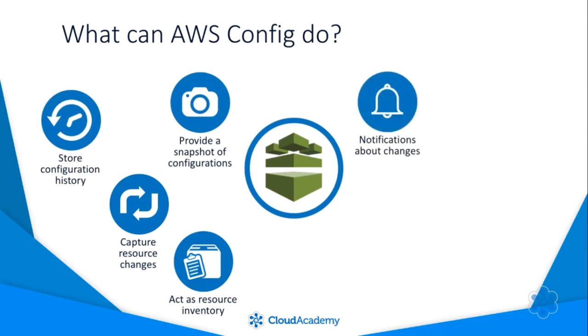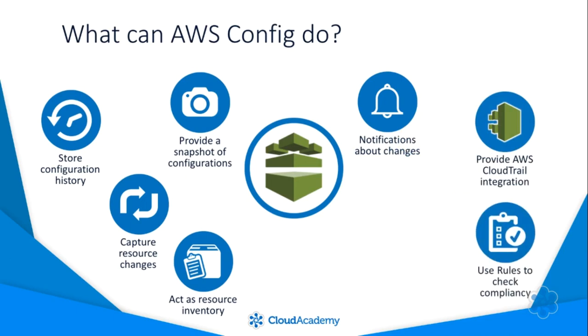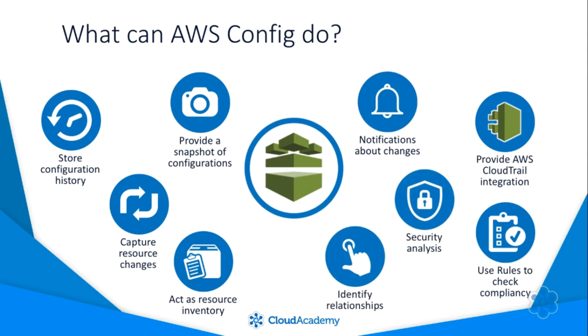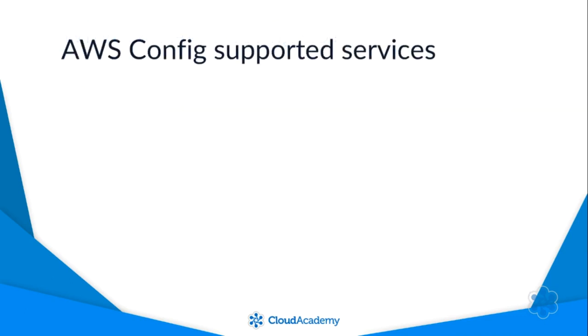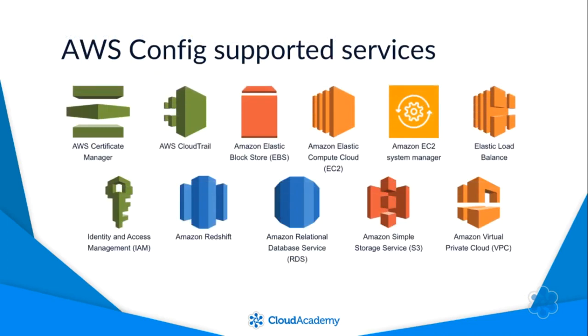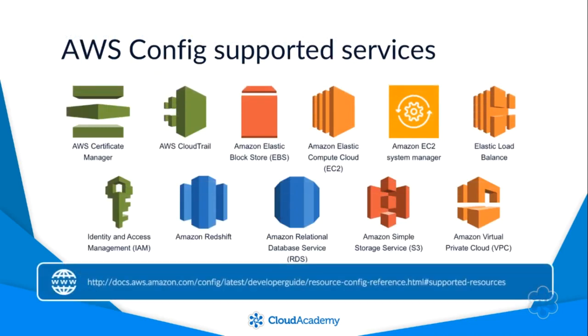configurations, enabling notifications of when a change has occurred on a resource, providing information on who made the change and when through the use of AWS CloudTrail integration, enforcing rules that check the compliancy of your resources against specific controls, allows you to perform security analysis within your AWS environment, and it provides relationship connectivity information between resources. We also discussed that AWS Config only supports a number of different services and resource types, which can be found here.